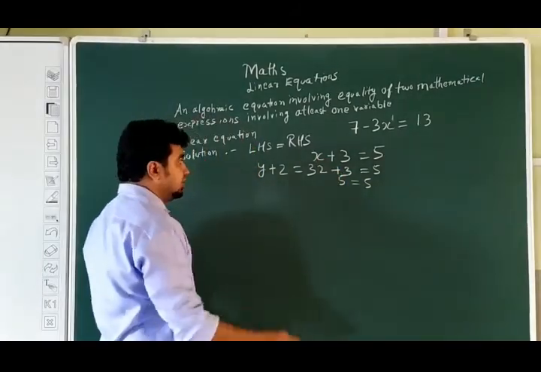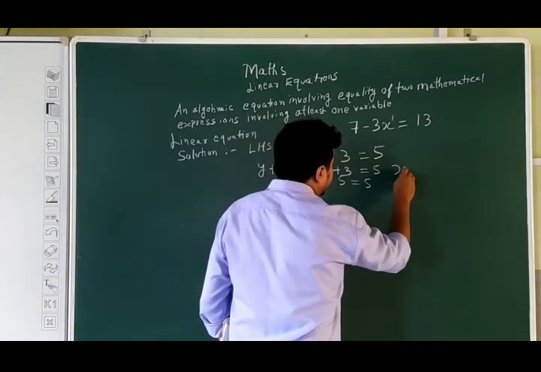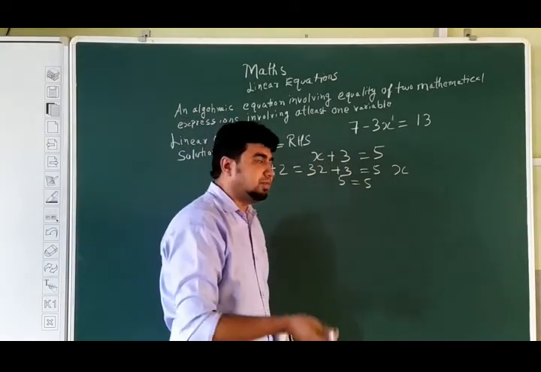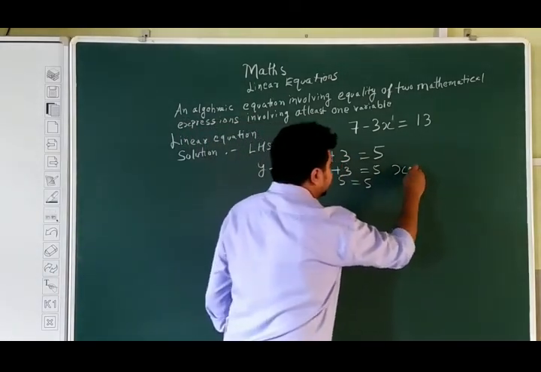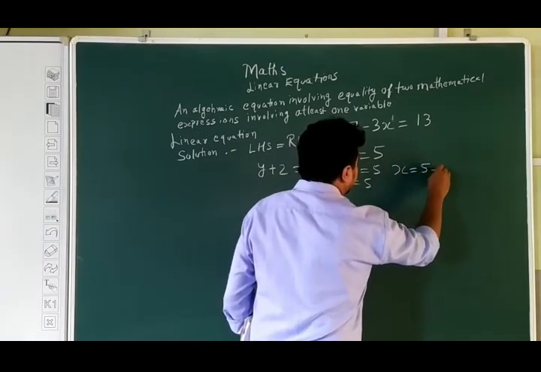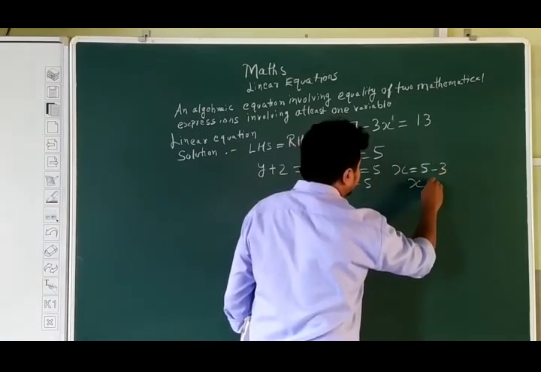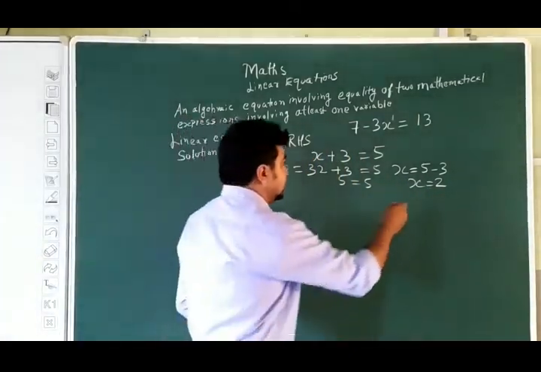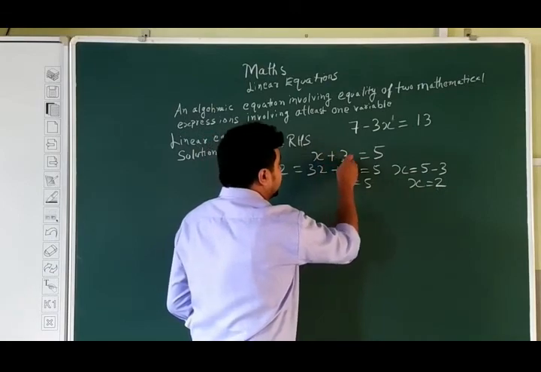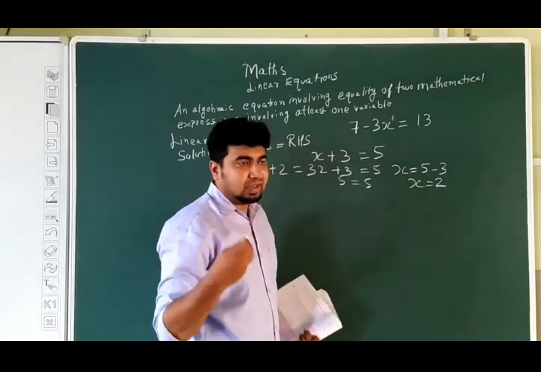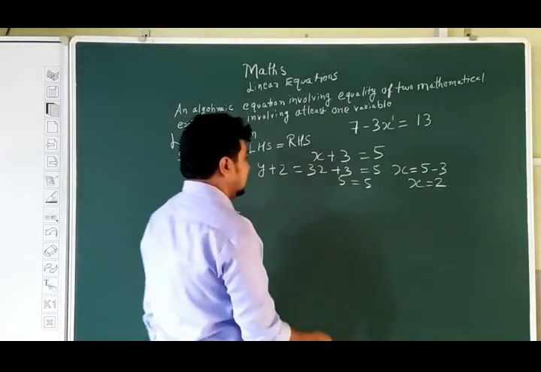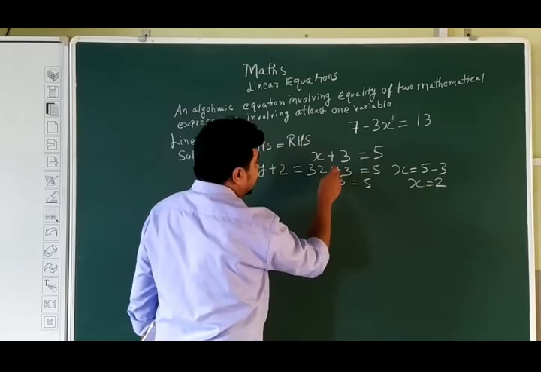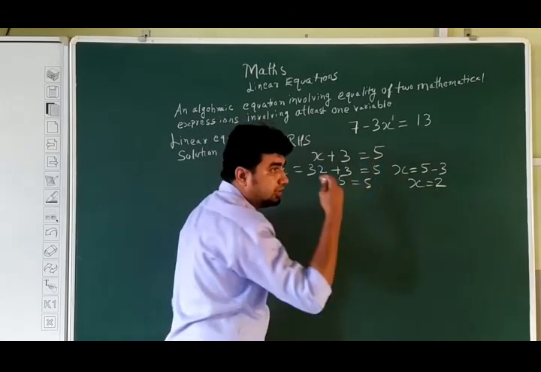But how are we calculating it? As we know from the previous classes, plus 3 is there, the term which is associated with the variable. If I take it to the right side, it will become minus 3. So from here we get x is equal to 2. If I substitute x equal to 2 here, 2 plus 3 is 5, and 5 is equal to 5. It means x equal to 2 is the solution. It means we take that value of x so that the left side becomes 5, equal to the right side value.